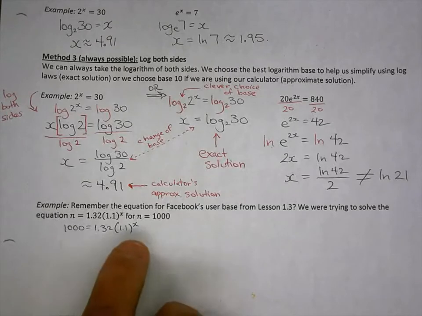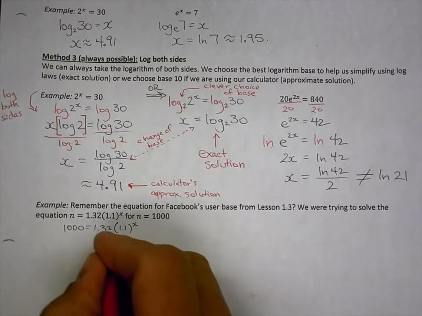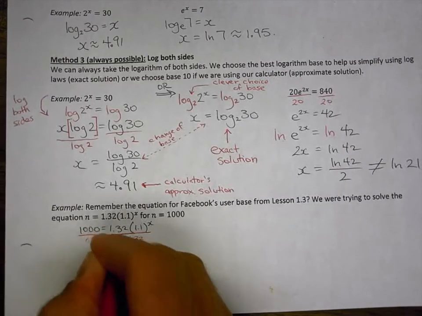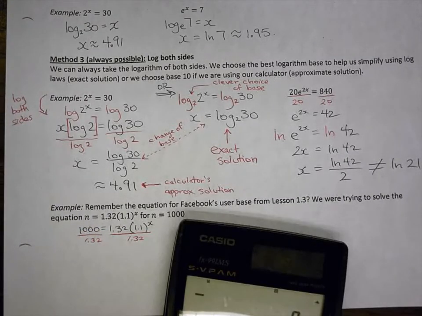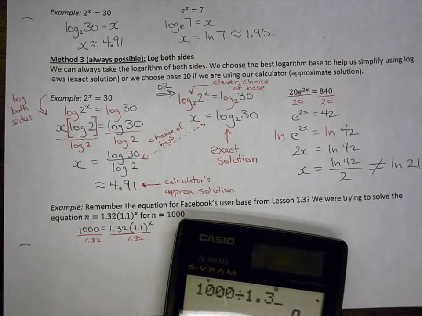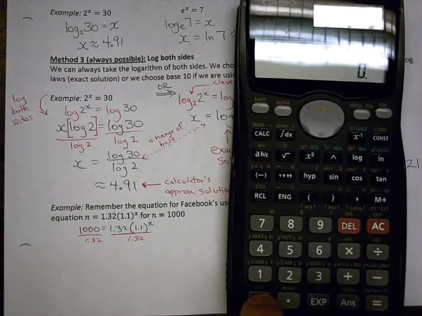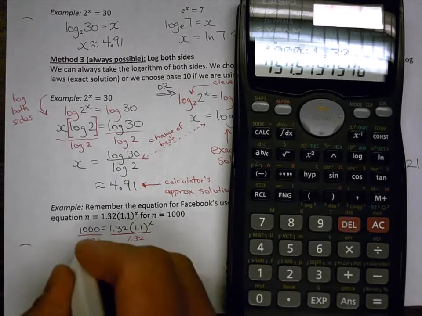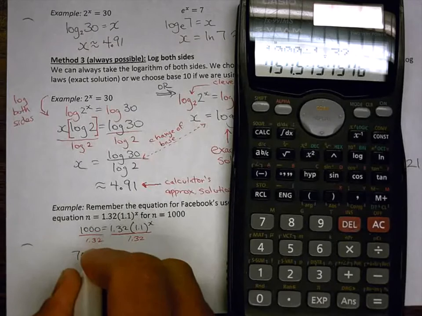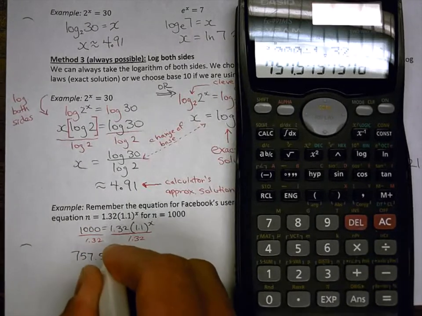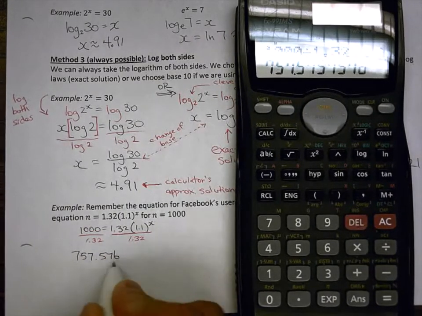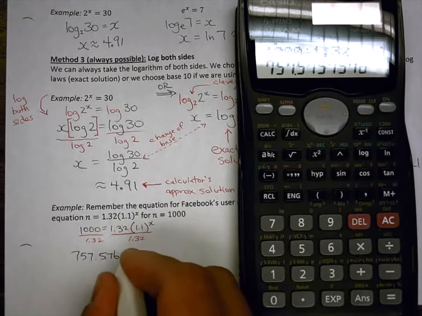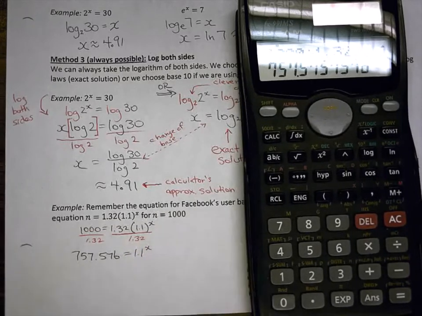Okay, so to solve this, first of all, I'm going to get rid of my coefficient. I don't like having coefficients. It just complicates my solution. So I'm going to divide both sides by 1.32. Ugh, I did it wrong. 1,000 divided by 1.32 gives me 757.576. Note that I use many significant figures in my ancillary steps. I'm not going to round till the very end because I'll lose some information. This gives me 1.1 to the power of x.